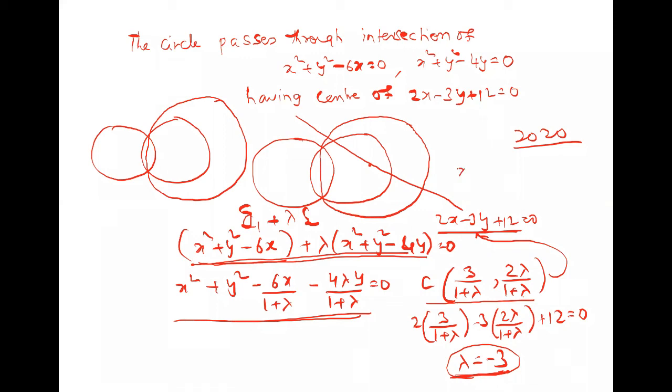Required equation of circle you get as x square plus y square plus 3x minus 6y equal to 0. Right? Understood? Bye.